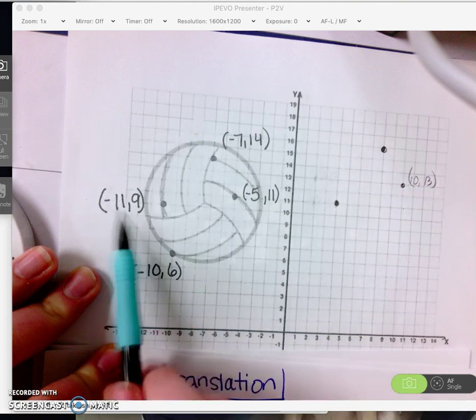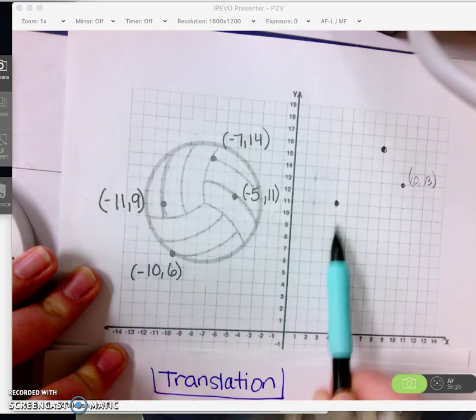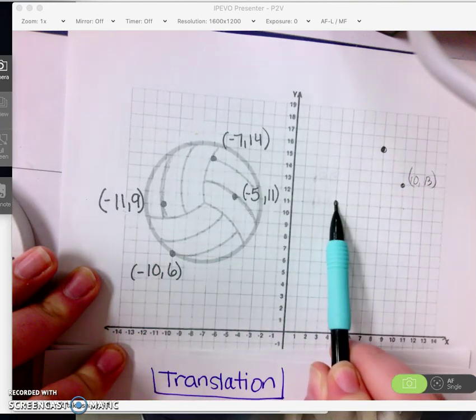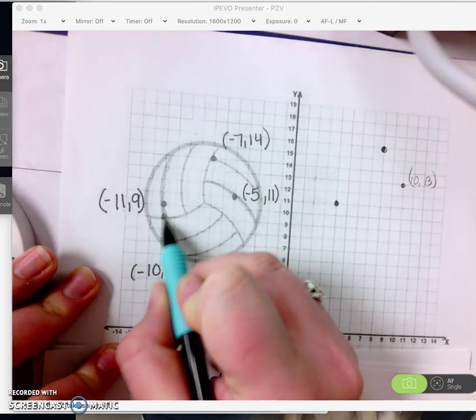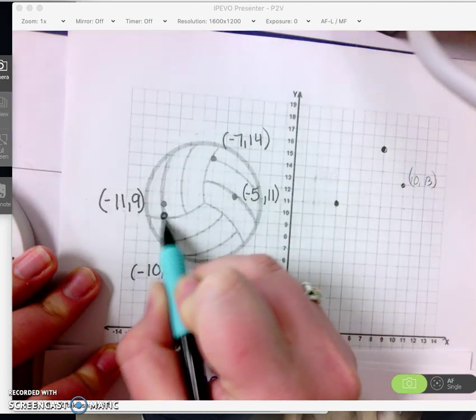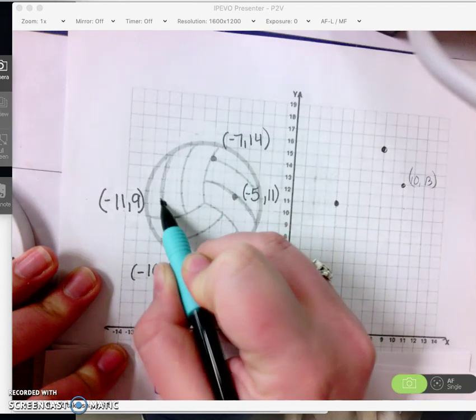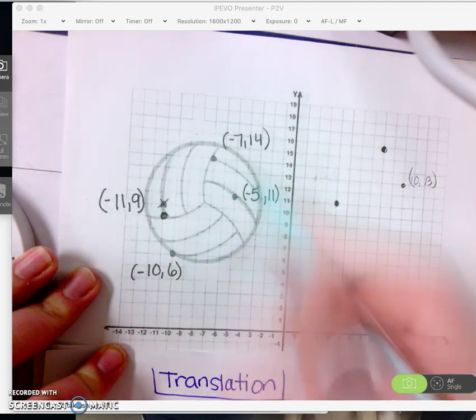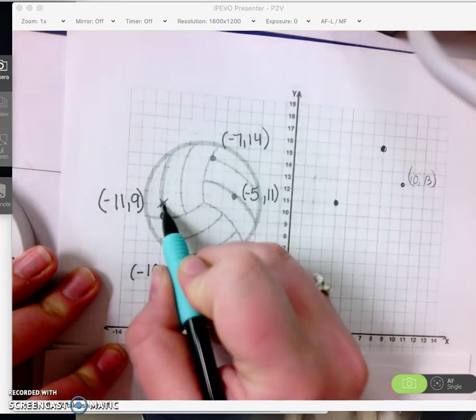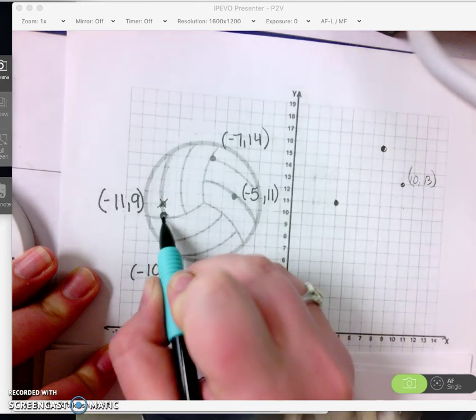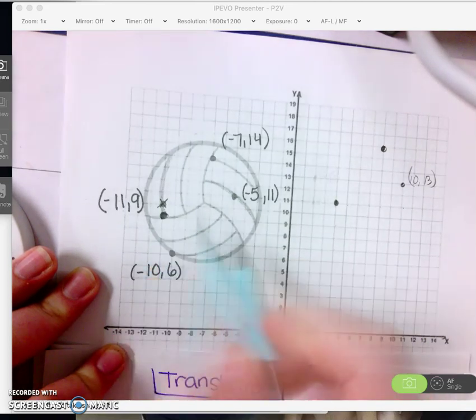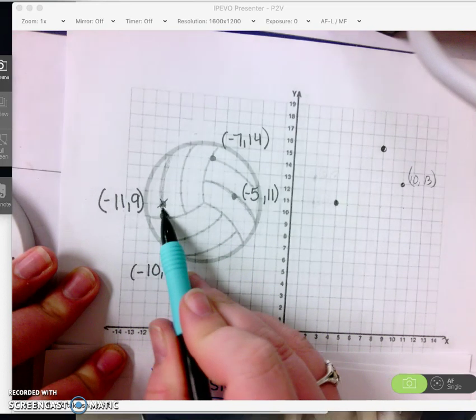So negative 11, this one here, over 15 and up 2, which also, this is the dot. If you have the volleyball, this dot is actually wrong. This dot should be here, because it's negative 11 and up to 9. We did that incorrectly.